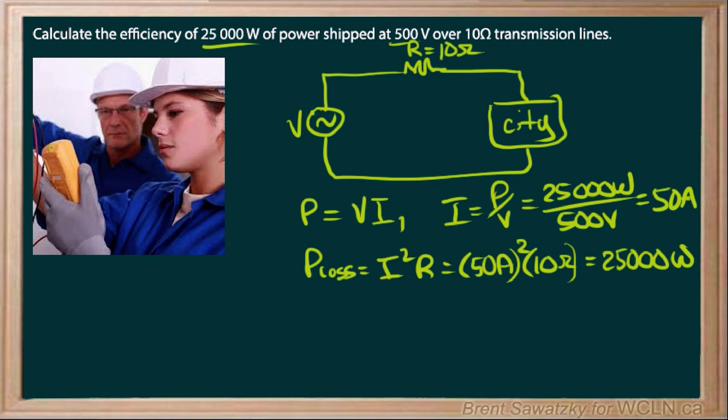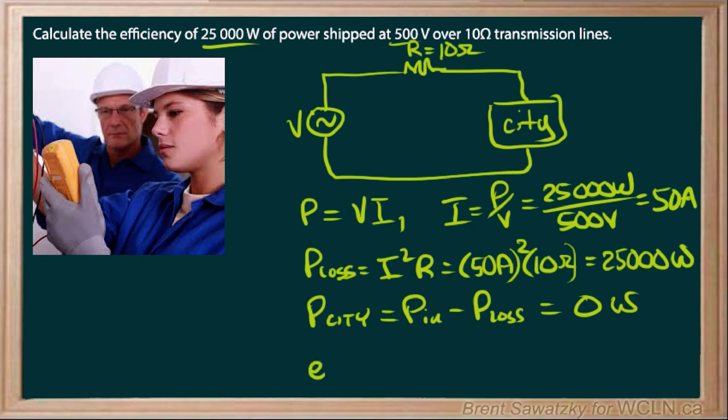So what does that tell us? Well, our power in, or the power source, 25,000 watts. Power loss is 25,000 watts. So this isn't looking too useful here, because the power for our load or for our city, we could say, is the power in, or the power source, minus the power loss. And that's 25,000 minus 25,000, or 0 watts. And so, yeah, we are not looking at very good efficiency here. So this design was not thought out very well.